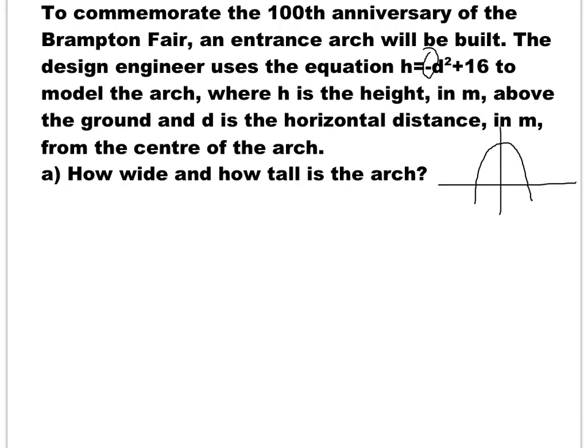Now, to find the maximum height and the distance, we have to find the vertex. So I have to solve h equals negative d squared plus 16 equal to 0 to find the x-intercepts. From here I move d squared to the right, d squared is equal to 16. Take the square root, d is plus or minus 4. Remember, d is not 4 only, it's plus or minus 4. So this is 4, this is negative 4.